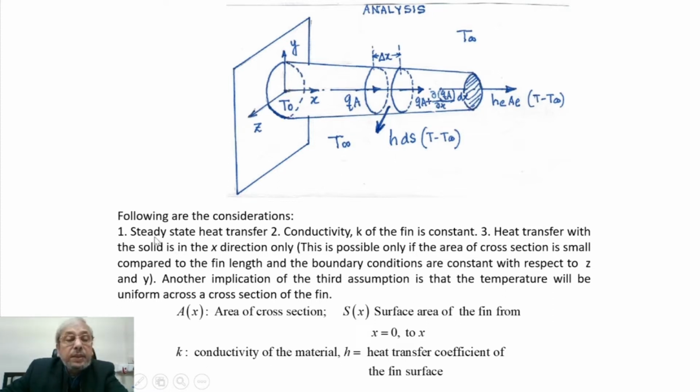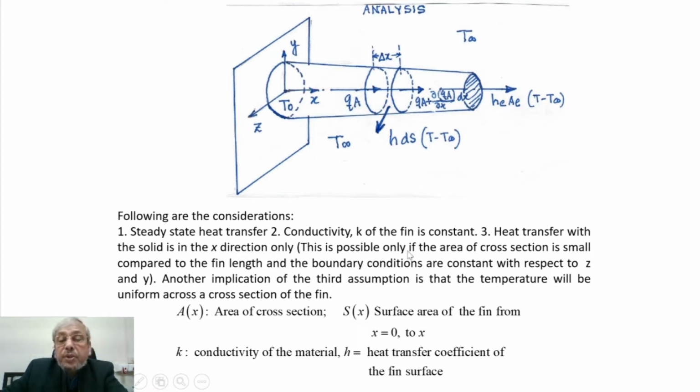So what we will consider is steady state heat transfer. Conductivity k of the fin is constant. Heat transfer within the solid is in the x direction only. There is a small printing mistake. This will be within the solid in the x direction only.